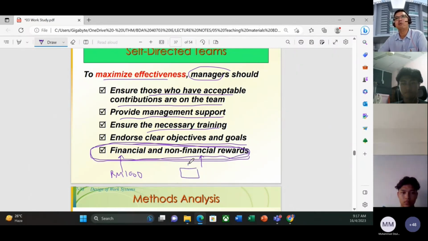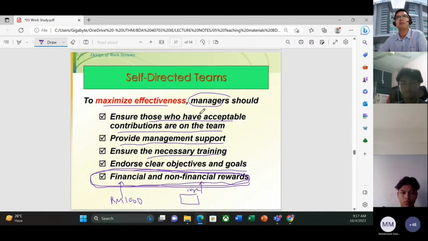Okay, for 10 years working here in our company, none involve the financial. So this is how we want to maximize the effectiveness for the direct team. The manager should ensure all these things.